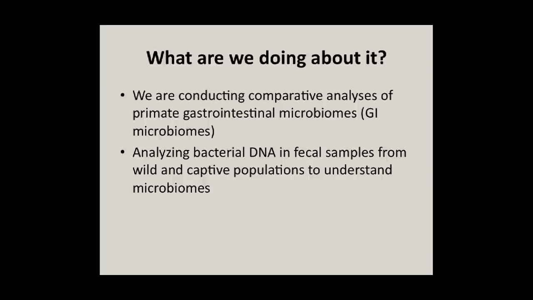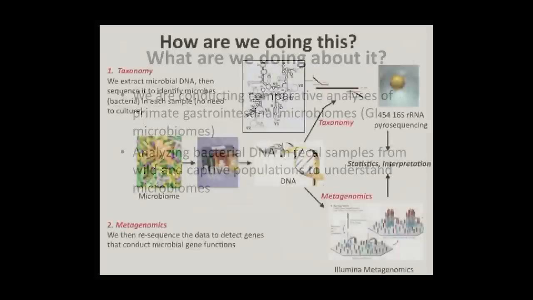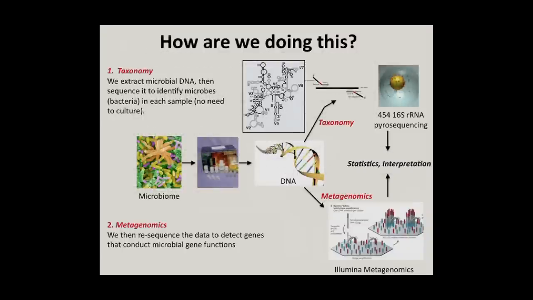We're conducting comparative analyses of primate gastrointestinal microbiomes, or what I'll call GI microbiomes. We're analyzing bacterial DNA from fecal samples from both wild and captive primate populations to understand these microbiomes. How are we doing this? Our study breaks into two major parts. The first part is taxonomy, in essence, looking at the structure of the microbiome. Who's there? How is it structured? How are the bacteria in the microbiome related to one another, and do those differ across primate species?